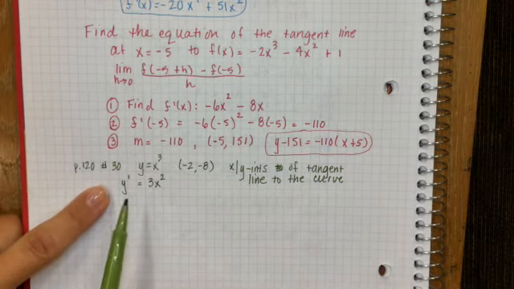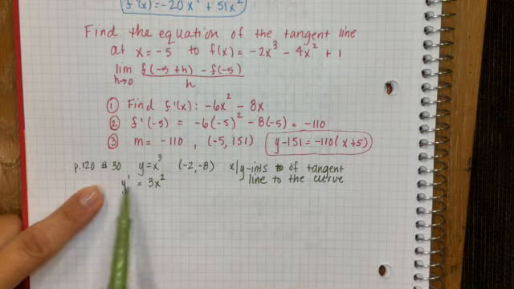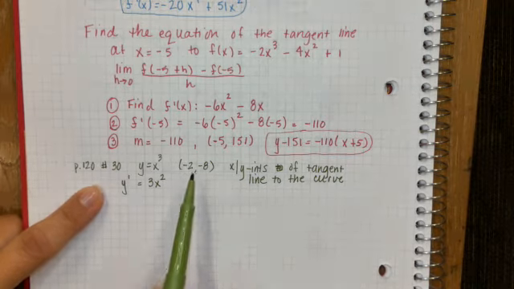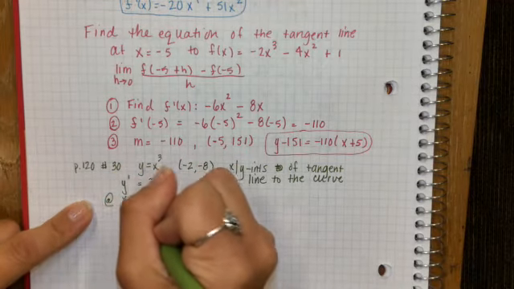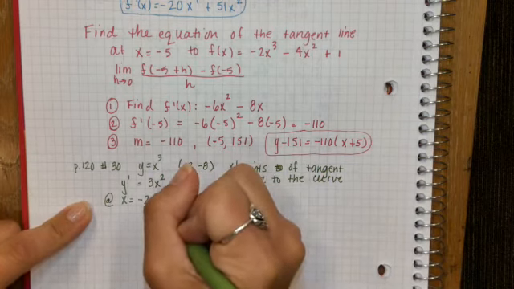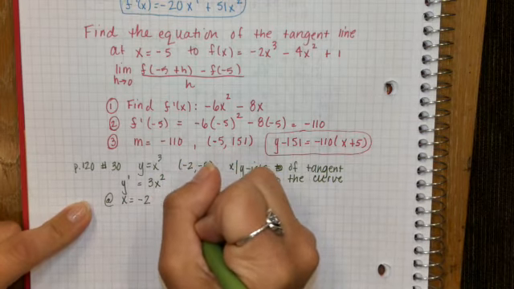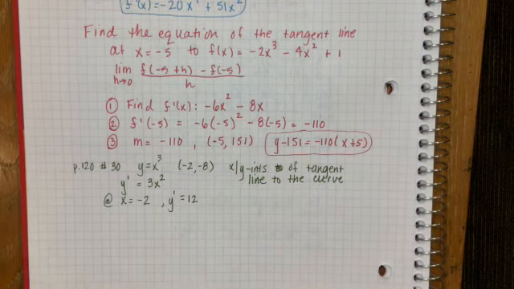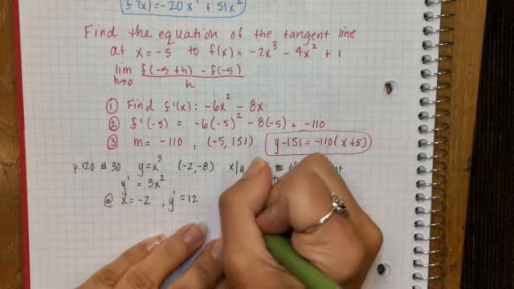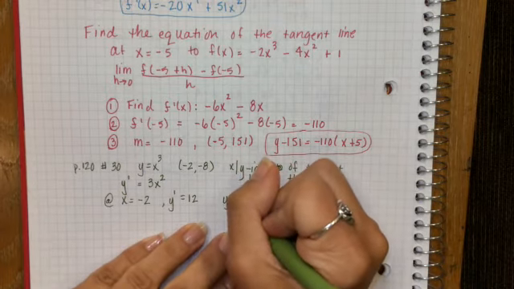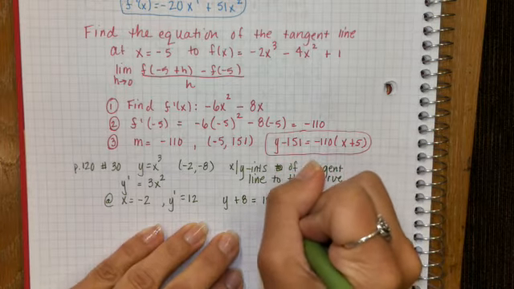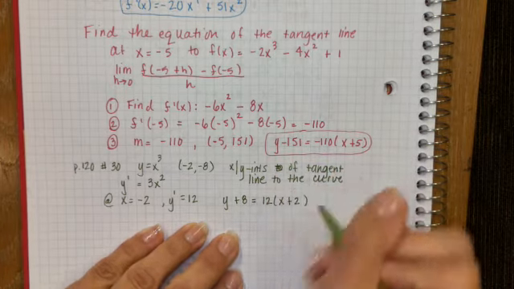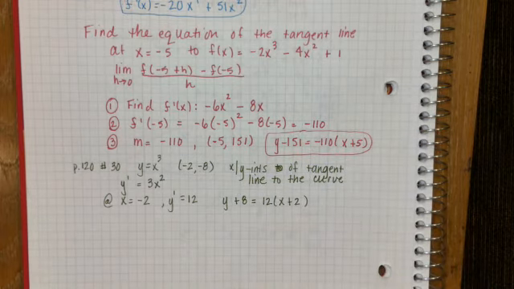I can find the slope at any point on this curve using this equation. So clearly x is -2. So at x equals -2, y prime is 12. All right, so use point slope form. y plus 8 equals the slope, 12, times the quantity x plus 2.